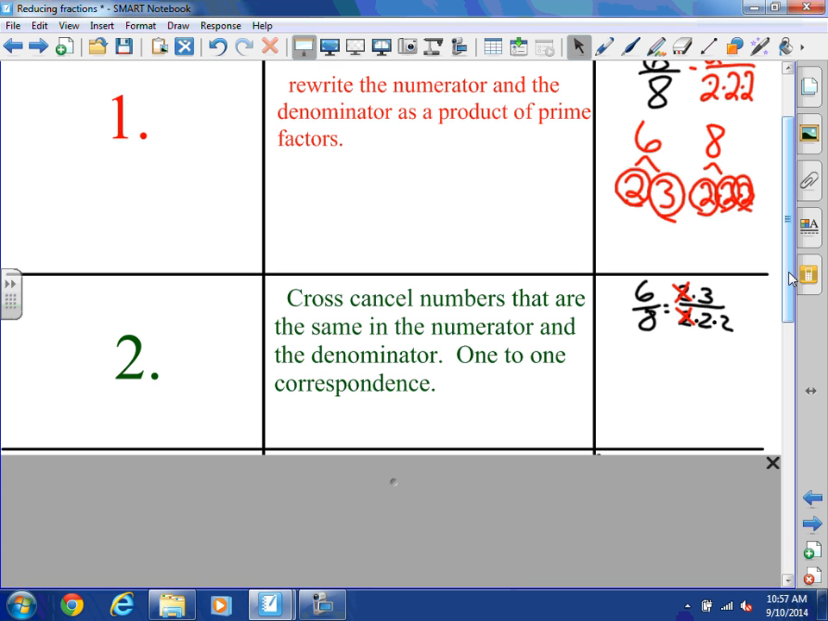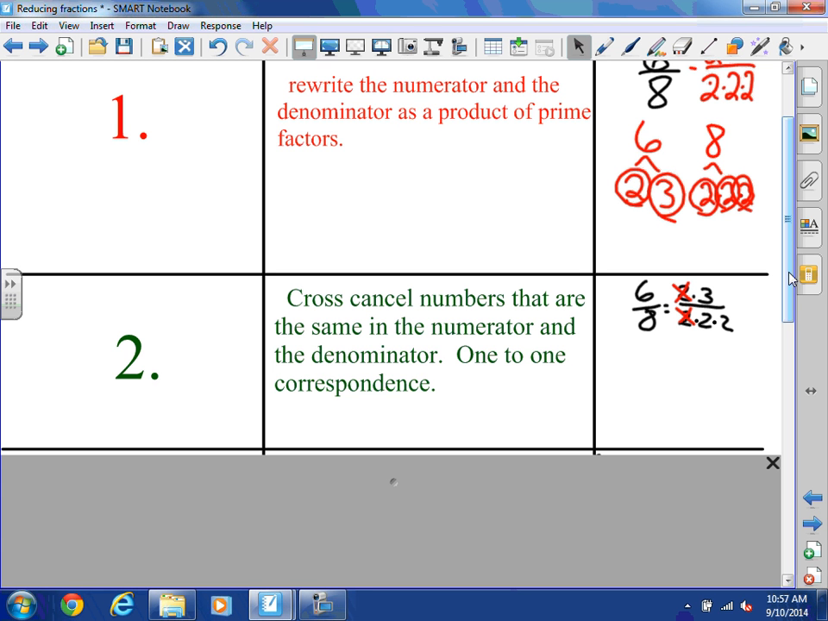Now, when I cross them out, I'm left with a 3 on top and a 2 times 2 on the bottom. So if I have a 3 on top, do I have any 3s on the bottom? No, I do not. I have a 2 on the bottom. Do I have any more 2s on top? No, I don't. So I can't cross anything else out.